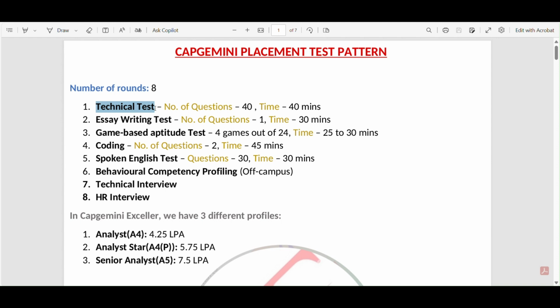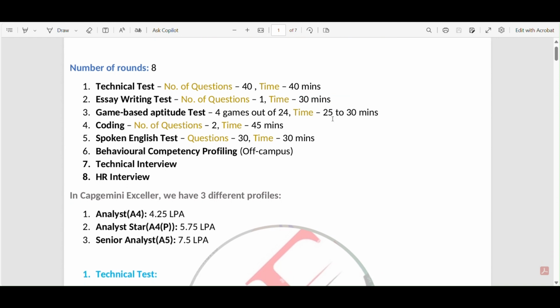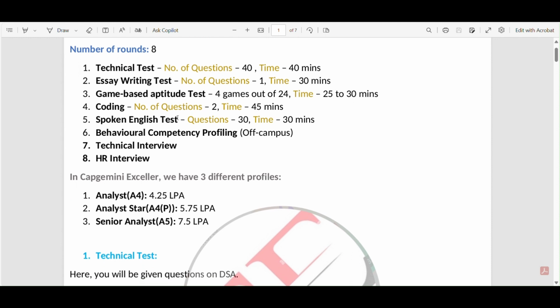So the first one is technical test, and here you will be given 40 MCQs, and the time will also be 40 minutes, means 1 minute per question. If you qualify in that round, then the next round will be essay writing test, and there you need to attend one question in the time limit of 30 minutes. You will be given a topic, and on that topic you need to write the essay, means you need to just type it.